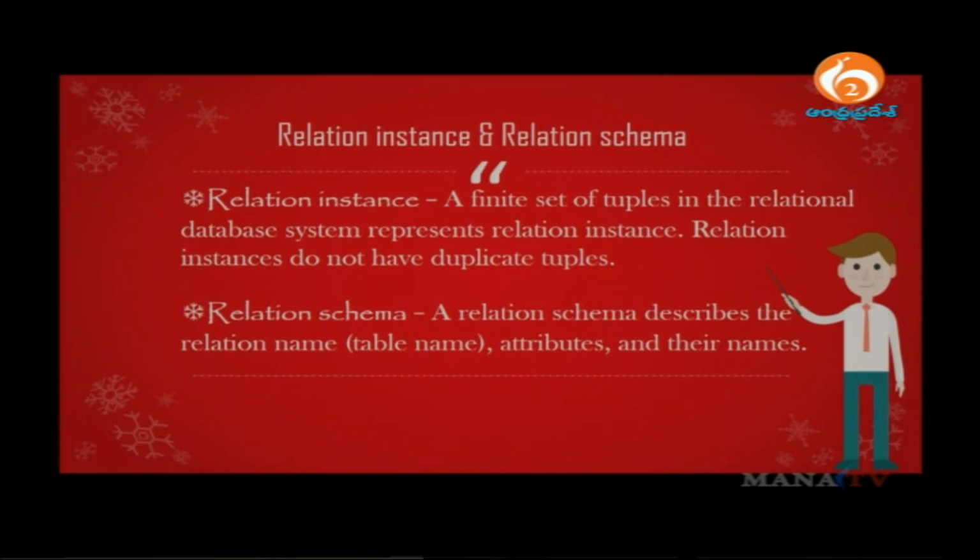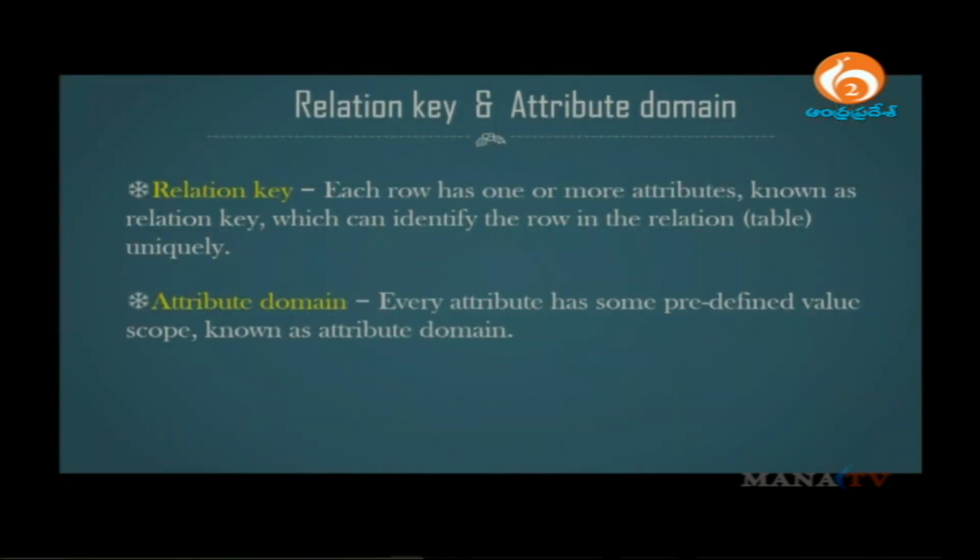Now let me show you the slide again. Note down the points which are displayed on your screen. One is instance, followed by schema. Once you are done with this, let me show you another slide, relation key, and the second one is attribute domain.